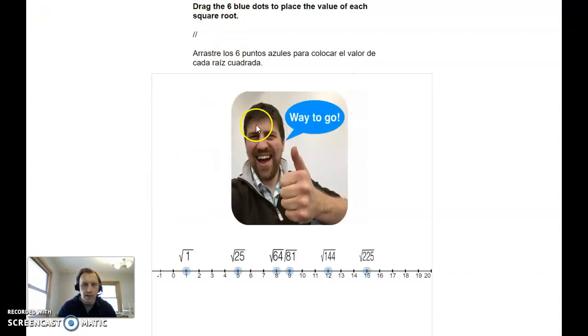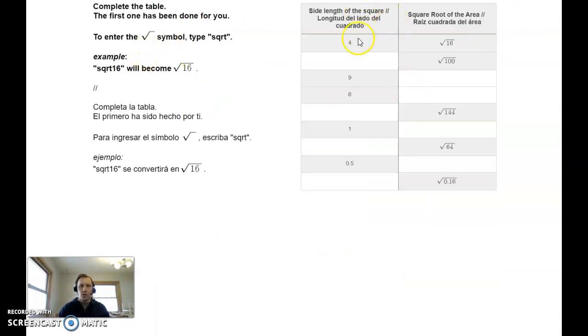So if you drag them, you would have gotten this sign that says perfect. And notice the square root of 225 is 15, 144 is 12, 81, 64, 25, and 1. So make sure you get those set up, and then join me on the next slide. So go ahead and fill in this missing table, pause it, come on back and see how you did.